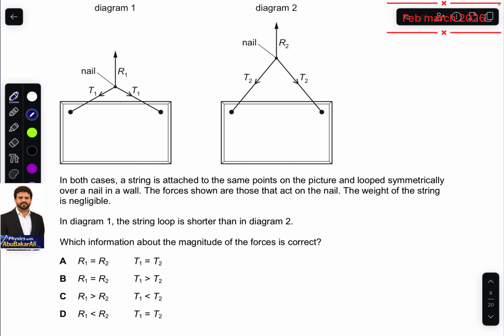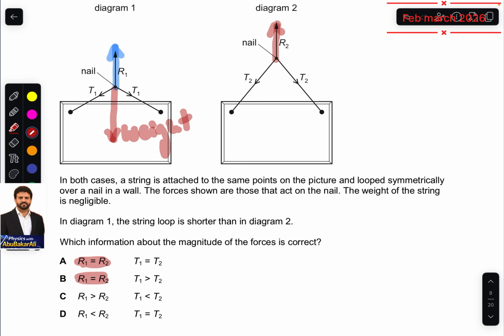First thing you need to know, this R is acting vertically up, and there is only one force that is acting downward. That is the weight. And the weight of the picture frame will remain the same. It's the same picture, and because the mass of the string is negligible, there is only the mass of the picture. So this R1 and this R2 both are equal to the weight, so they should be equal. We have to choose between A and B.